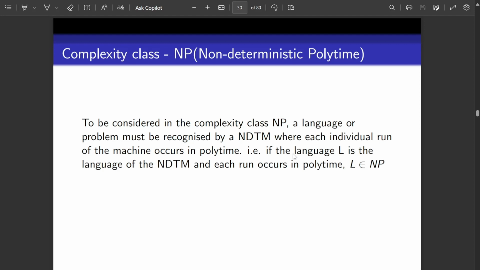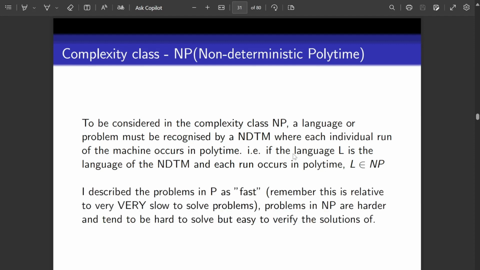So, i.e., if the language L is the language of the non-deterministic Turing machine and each run occurs in polytime, L is in NP. And so, previously I described P as being fast. And remember, this is relative to very slow problems. Problems in NP are harder and tend to be difficult to solve, but easy to verify the solutions of.